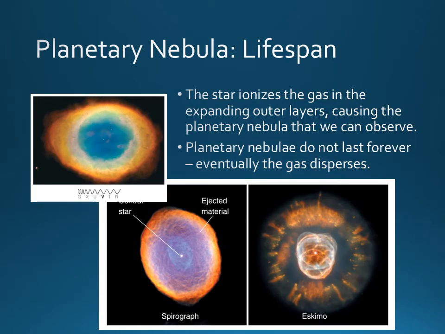The star ionizes the gas in the expanding outer layers, causing the planetary nebula that we can observe. Planetary nebulae do not last forever. Eventually, the gas disperses. The first observed planetary nebulae had circular appearances, hence the name, but now we observe examples with much more complex structures. The ultraviolet radiation from the white dwarf may ionize the gas in the ejected layers, causing them to glow.